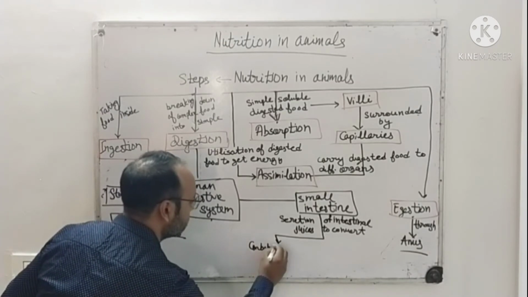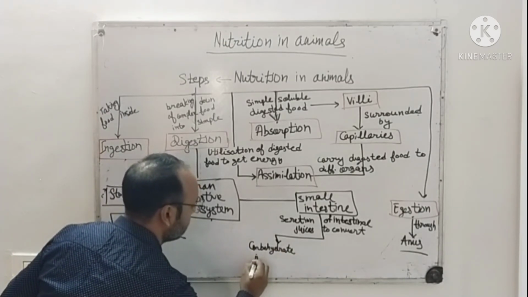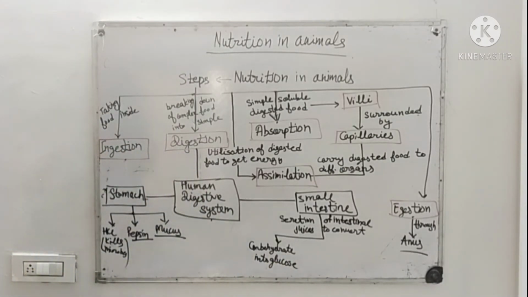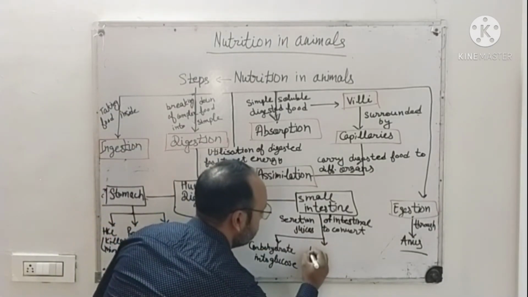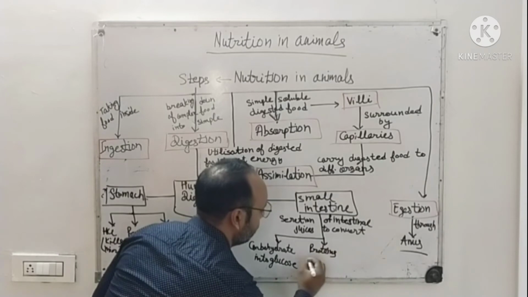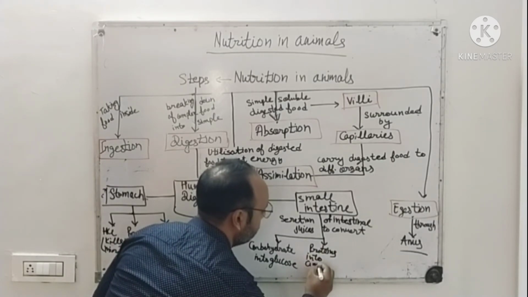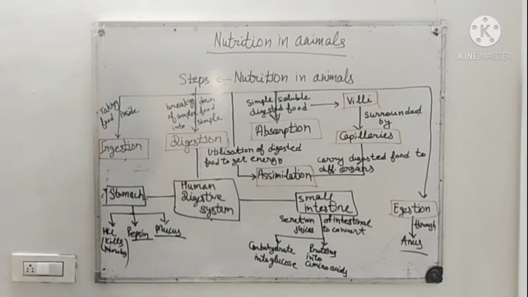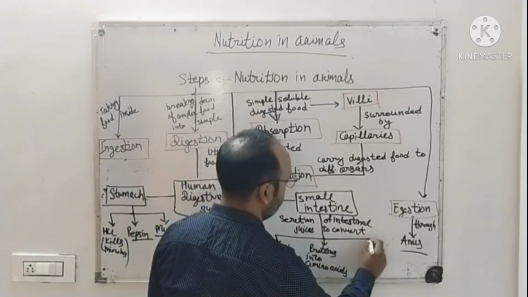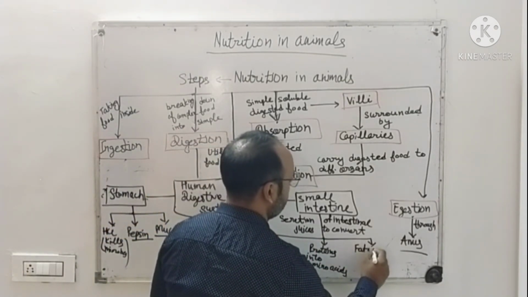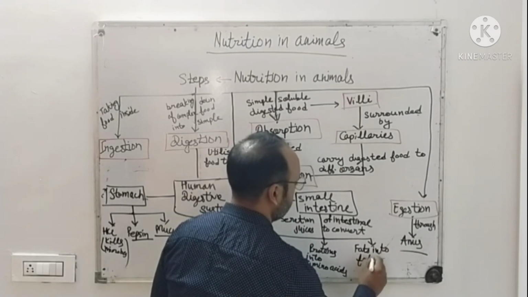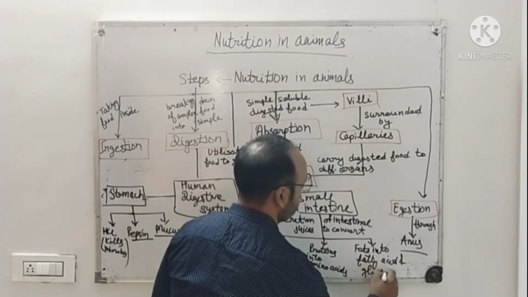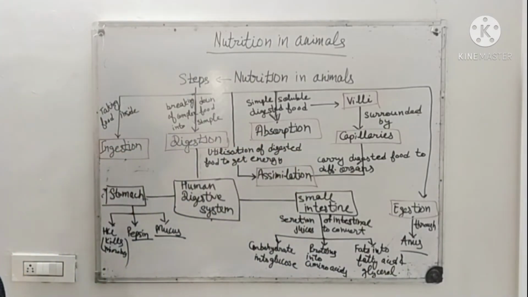They convert carbohydrates into glucose, proteins into amino acids, and fats into fatty acids and glycerol. This is what happens in the small intestine.